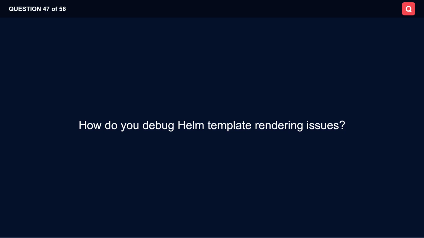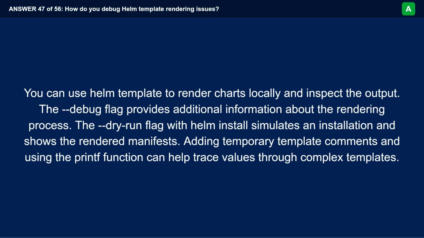How do you debug Helm template rendering issues? You can use helm template to render charts locally and inspect the output. The debug flag provides additional information about the rendering process. The dry-run flag with helm install simulates an installation and shows the rendered manifests. Adding temporary template comments and using the print function can help trace values through complex templates.